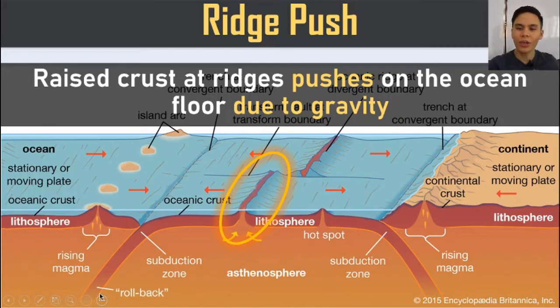Your ridge push, on the other hand, is the pushing of the weight of the mid-ocean ridge. So the mountain range on top of the mid-ocean ridge actually pushes on the rest of the crust so that it tries to move away from the ridge, especially since the ridge itself is spewing out more lava that's hardening into more rock. So it continually pushes the rest of the crust towards the subduction zones.